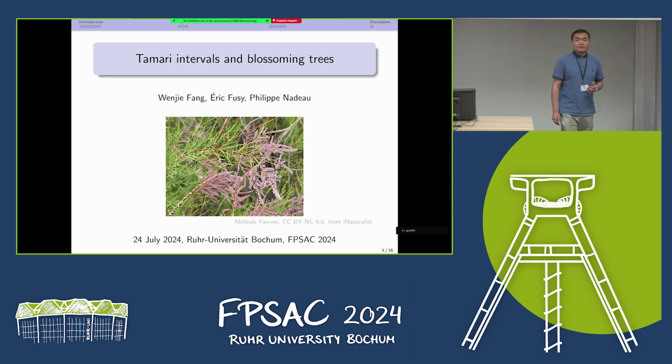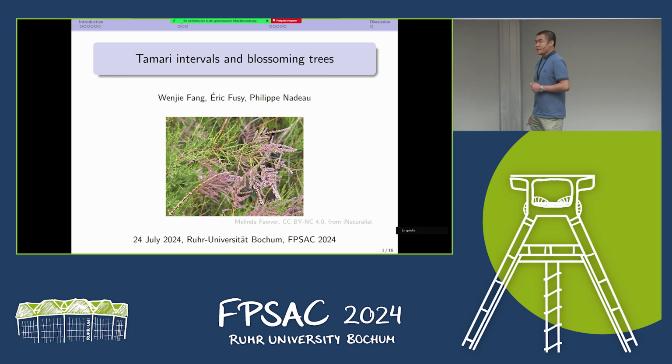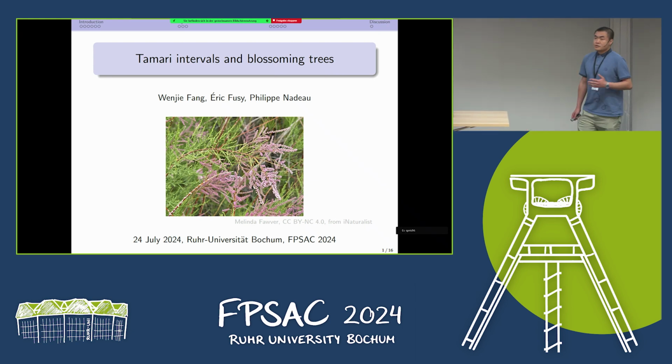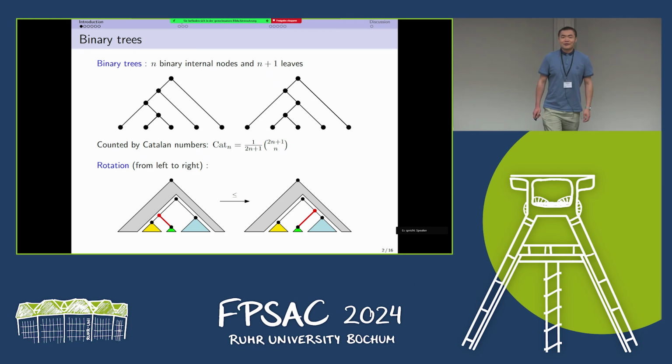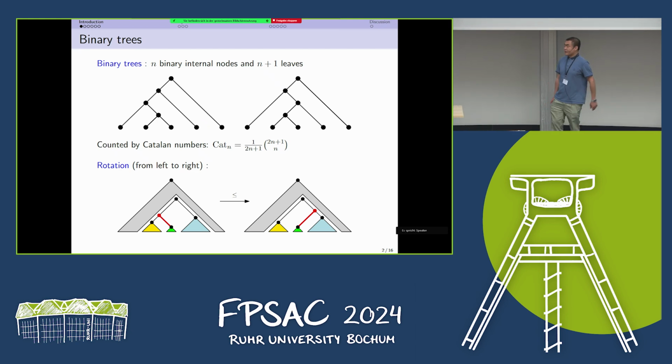So we'll start with the basic objects, which are binary trees. A binary tree of size n is simply a plane rooted tree with n internal nodes, all of them of degree 2. So it means that there will be n plus 1 leaves. And in this talk, we'll draw them in the Catalan way, meaning that all the leaves will be drawn such that they are all on the same horizontal line, like this. And it's well known that they are counted by Catalan numbers.